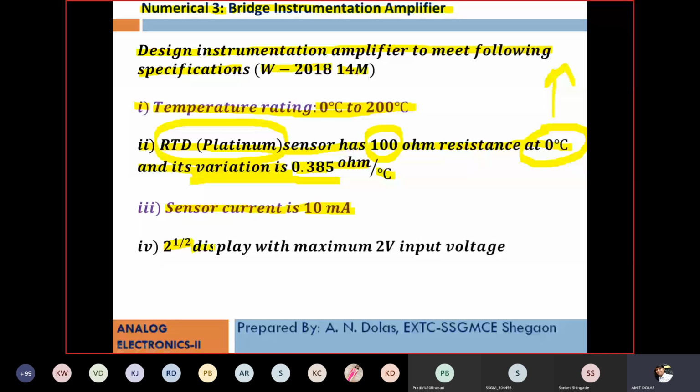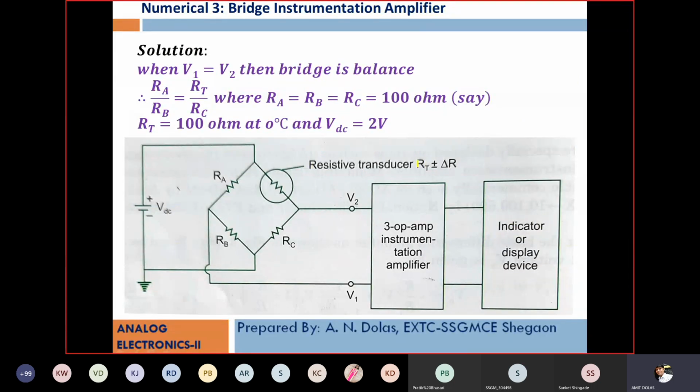I'll come back to the diagram. Okay, so what are the given things? RT is given at 0 degree centigrade. RT is 100 ohm, and if the temperature changes, it will add or subtract delta R. Of course, 0.385 ohm per degree centigrade will be delta R.